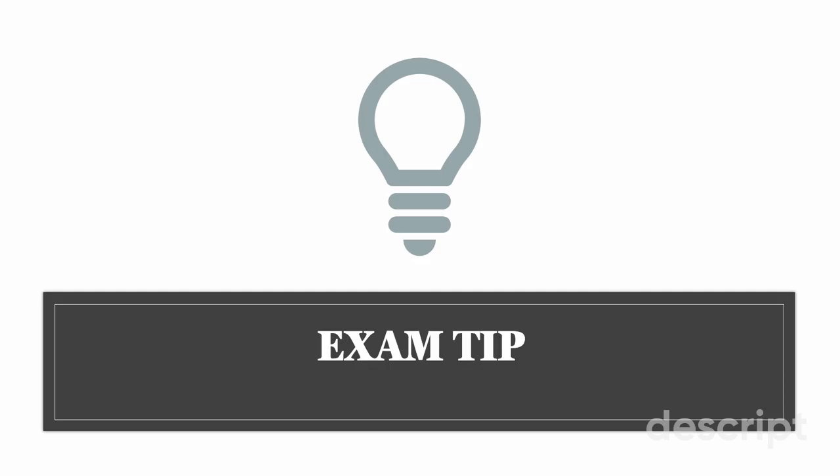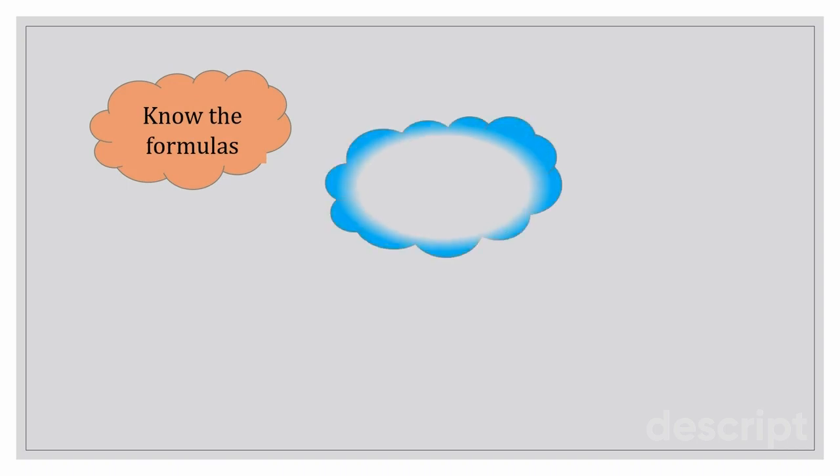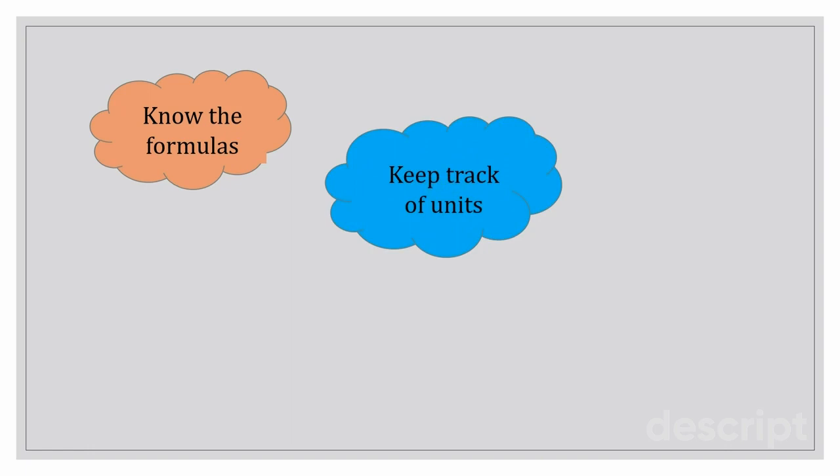Let's consider some exam tips now. The first exam tip is knowing the formula. Make sure you have a clear understanding of the formula of each shape. Having them memorized will save time and prevent errors during the exam. Second is keep track of the units. Pay attention to the units used for the measurements and make sure they are consistent throughout the calculation.